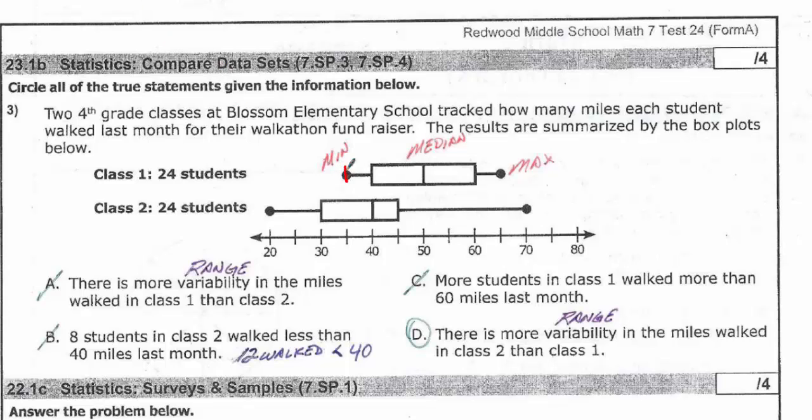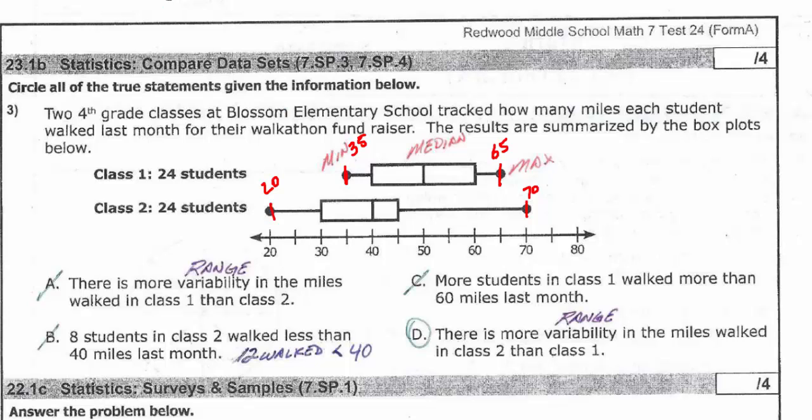Because here's what we know. Class 1 walked between 35 miles, which was the minimum, and the student that walked the most walked 65 miles. In class 2, the student that walked the least walked 20. The student that walked the most walked 70. So we can tell there's more variability in class 2. There's a bigger range.